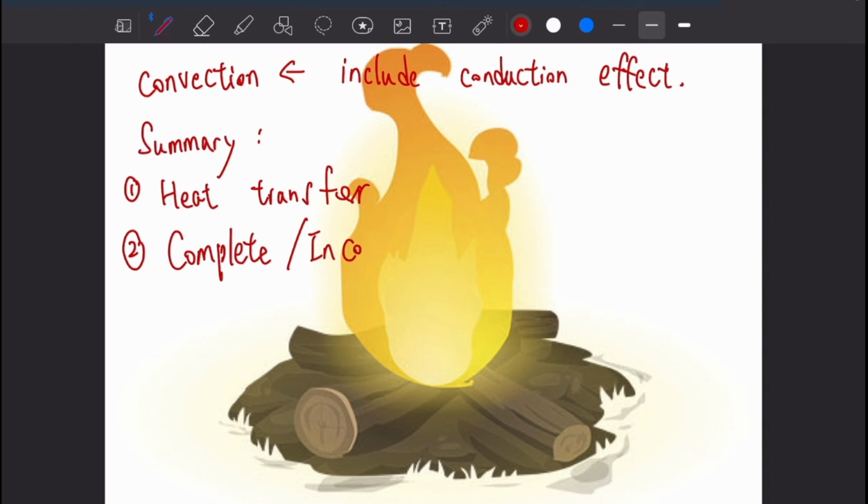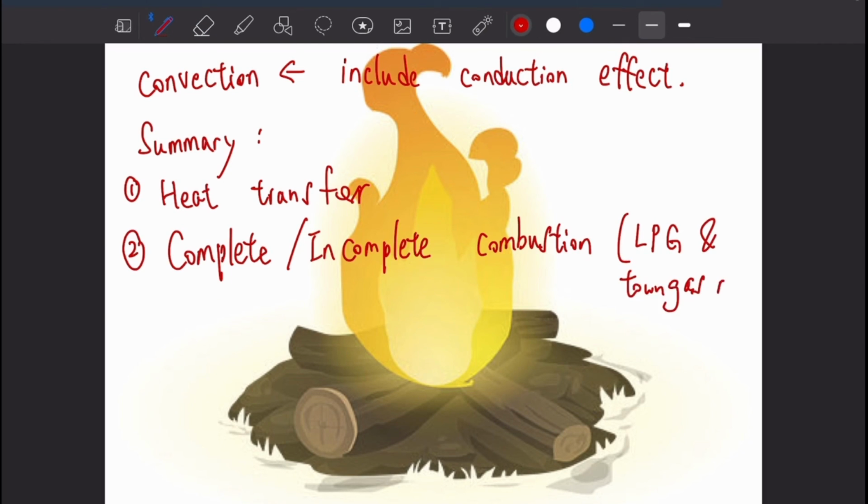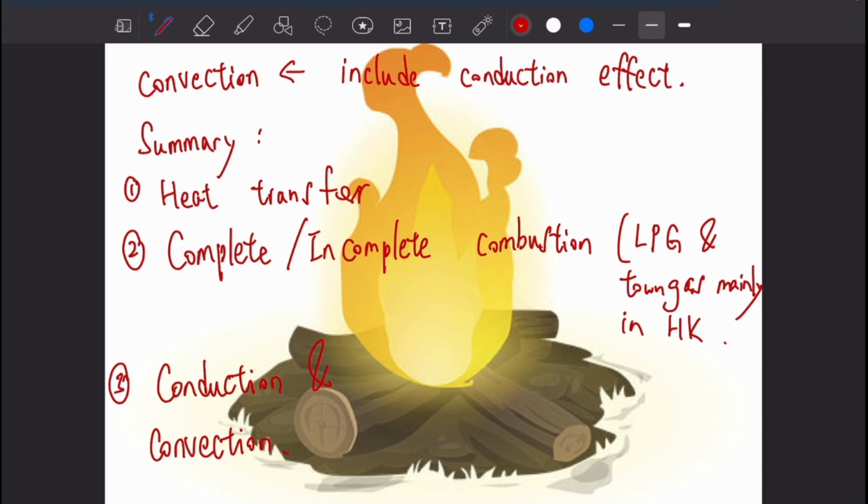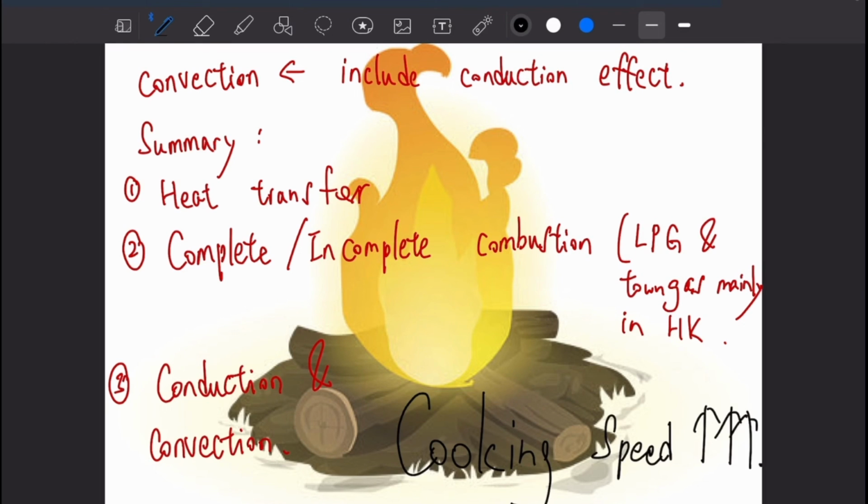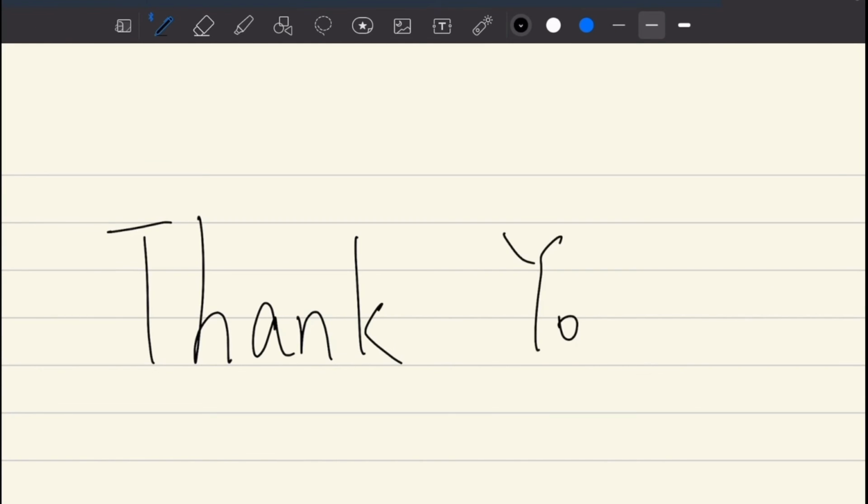Complete combustion generates the heat through LPG and town gas, and the heat transfers through conduction and convection. If you really want to cook faster, simply make use of the knowledge you have learned today. Open the door and the windows and let the fresh air and oxygen flow in and out. So boys and girls, remember to cook for your parents starting from today.